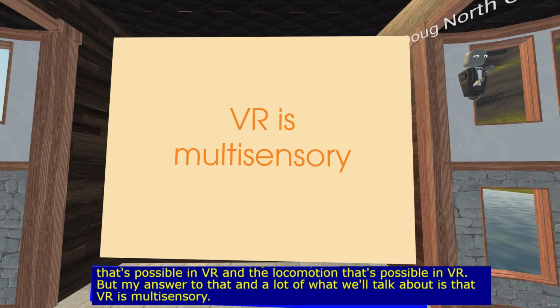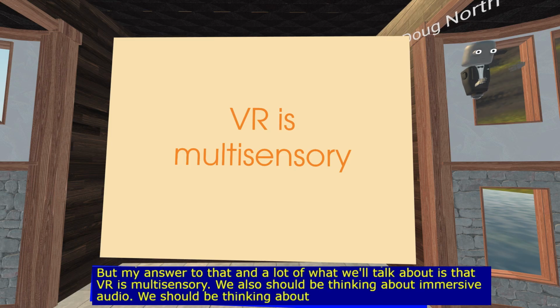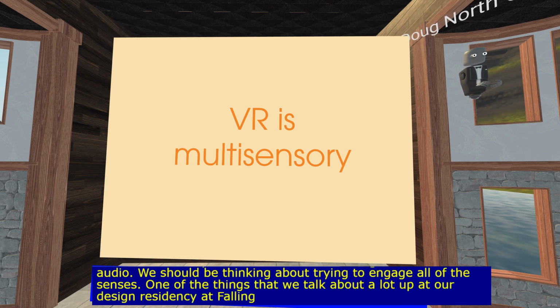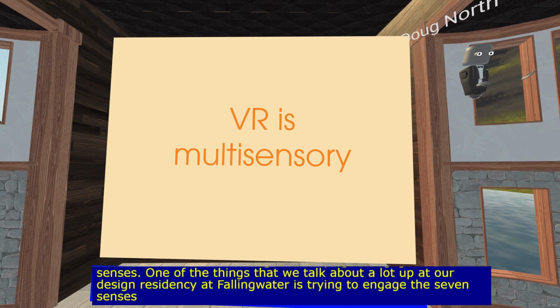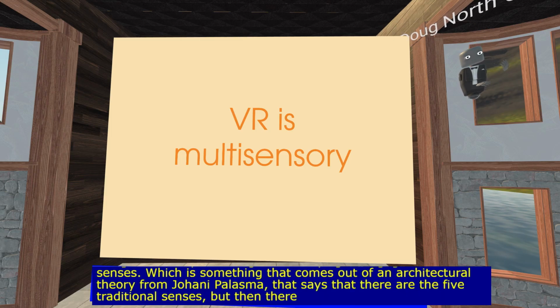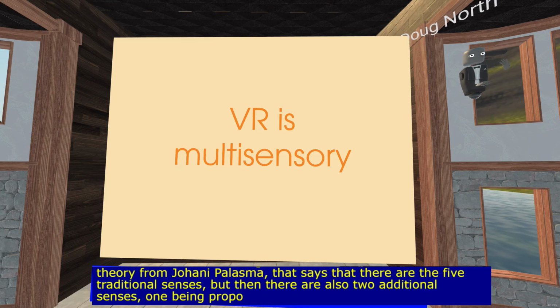We also should be thinking about immersive audio. We should be thinking about trying to engage all of the senses. One of the things that we talk about a lot up at our design residency at Fallingwater is trying to engage the 7 senses, which comes out of an architectural theory from Juhani Pallasmaa, that says that there are the 5 traditional senses, but then there are also 2 additional senses, one being proprioception, the sense of your body in space, and the other being the vestibular sense, the fluid in your inner ear and your sense of balance.